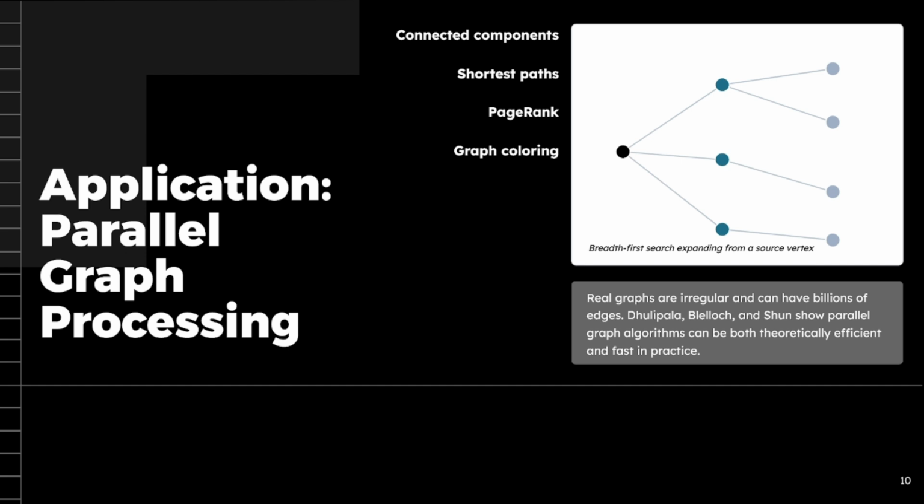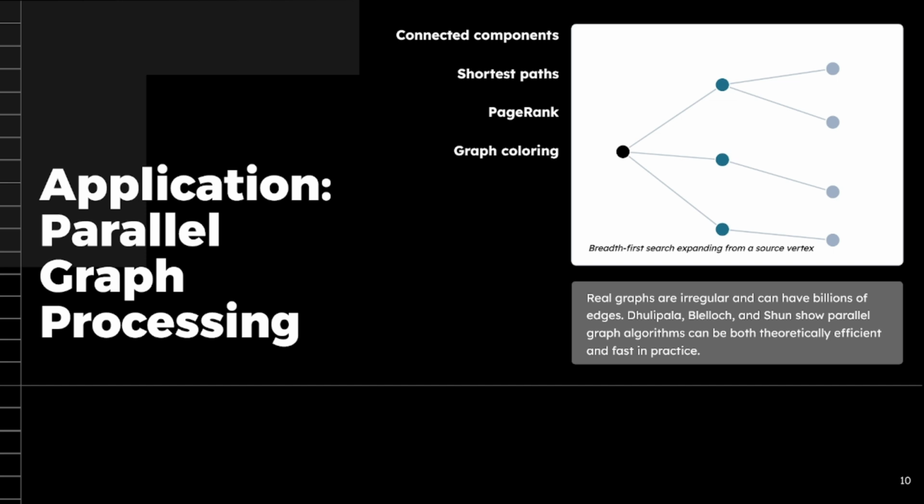Now let's move on to applications, starting with graph processing, which is one of the richest areas for parallel algorithms. Think about breadth first search, finding connected components, computing shortest paths, ranking web pages with something like PageRank, or coloring a graph so that no two connected nodes share a color. All of these show up constantly in real systems, from social networks to recommendation engines to network routing.